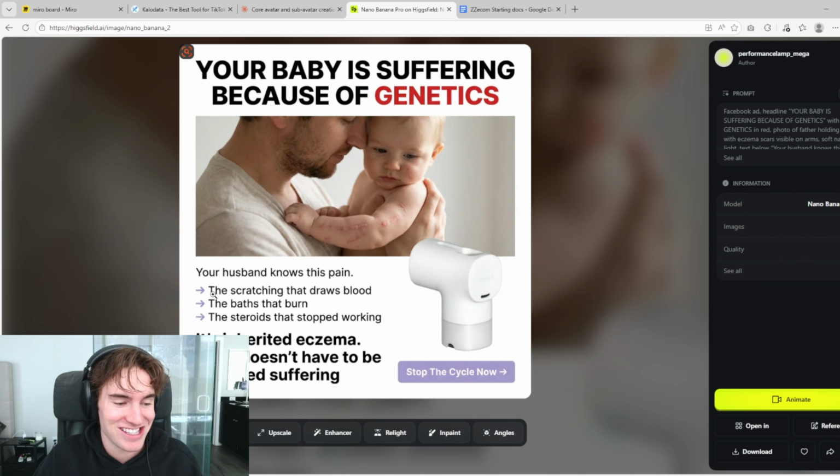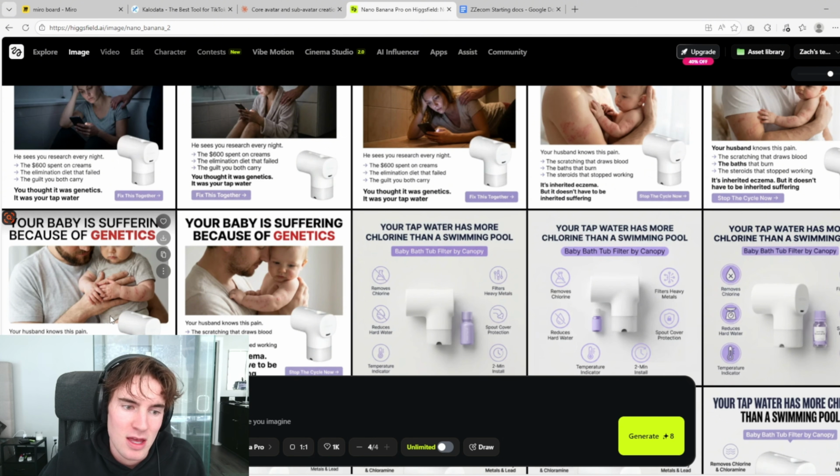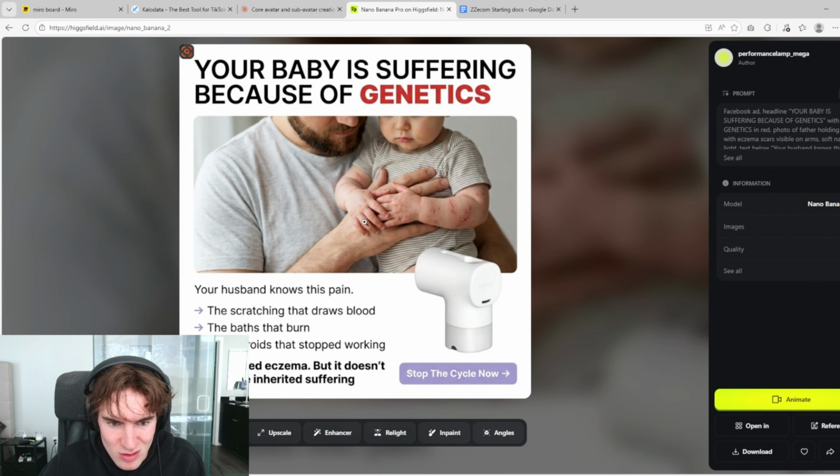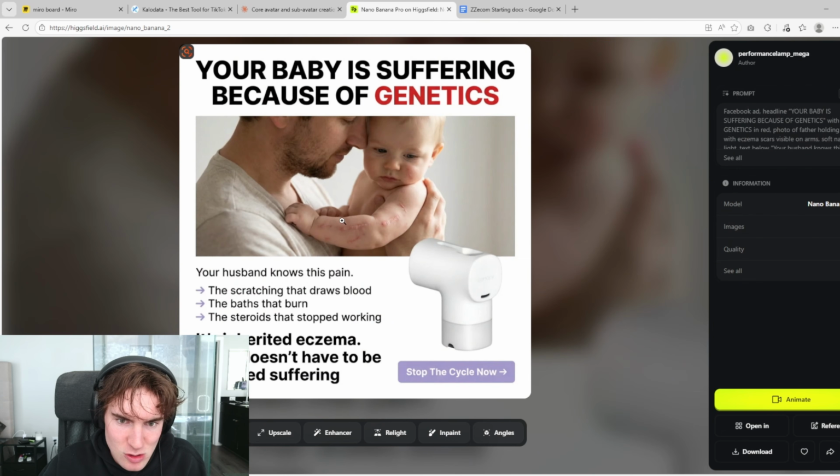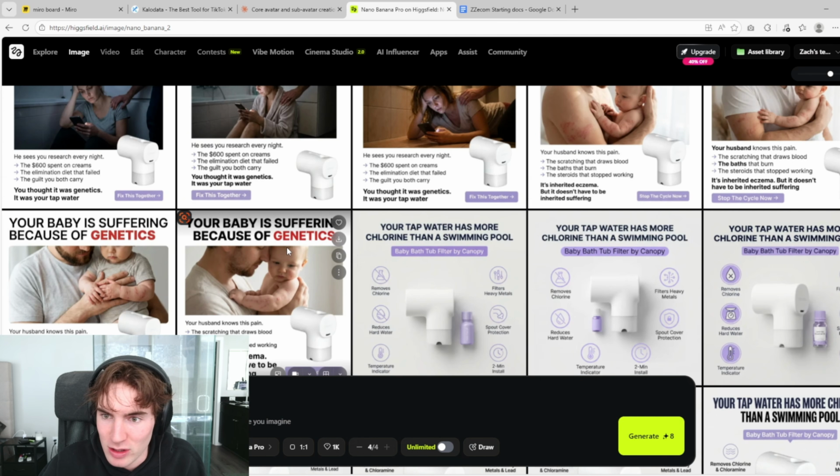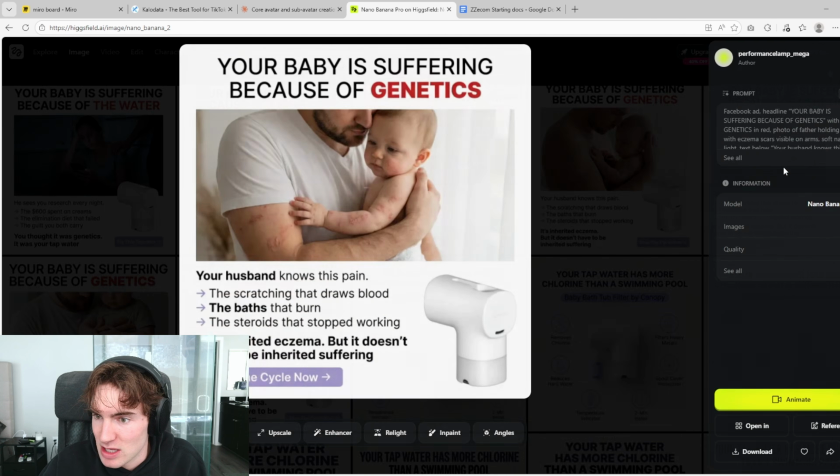I'll be honest, this is really good. It follows that same exact format with the headline with the red text, and then also with the little image in the middle. You can see obviously visually the baby has dry skin and eczema, and then you have the dad just holding it, looking like he's sorry for the baby. Then we can kind of see some of the other ones that it generated. This one isn't as good. This one just looks more intimate, so I don't like that one as much. Let's look at some of the other ones.